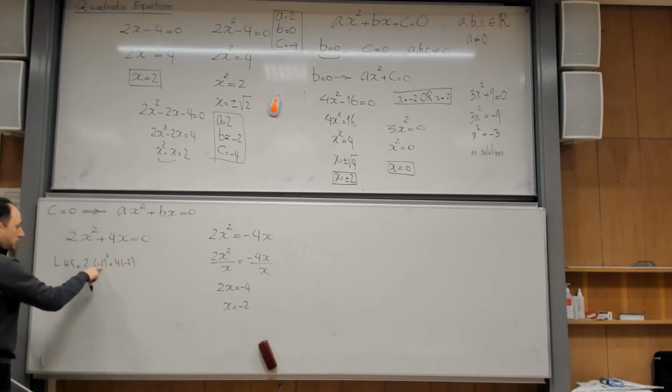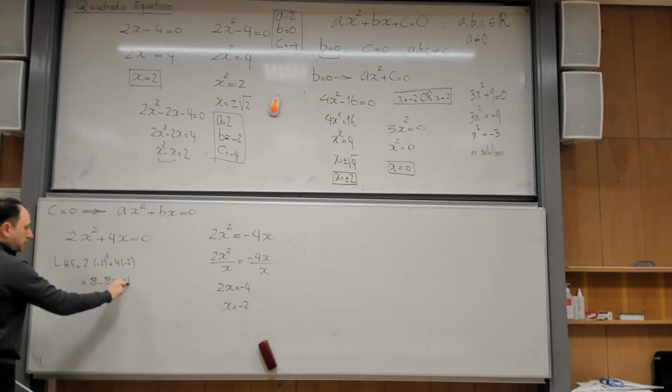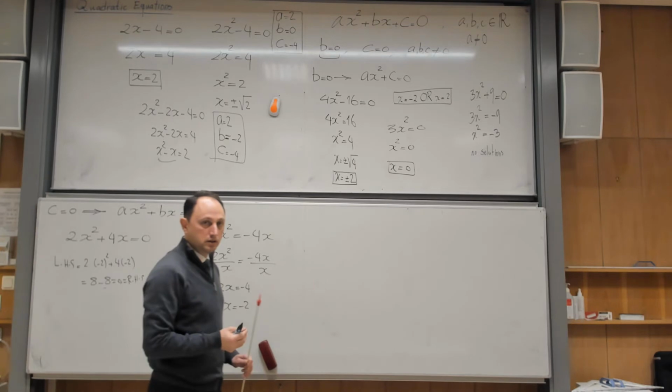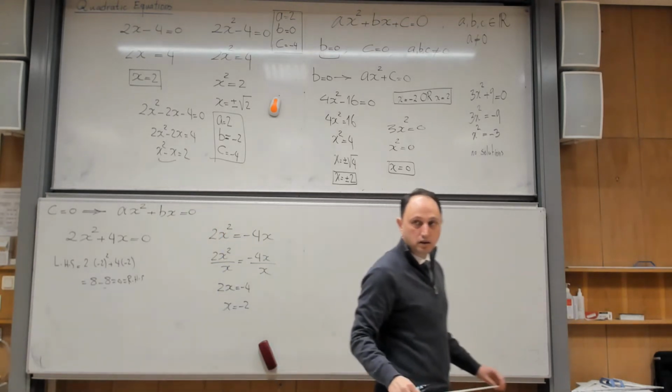Okay, but let me calculate. Minus 2 to power 2, positive 4. Positive 4 times 2, positive 8. 4 times negative 2, negative 8, and that is equal to 0. And this is indeed true. It's not false. But can I claim that I solved the equation? No. Why? Because there could be more.